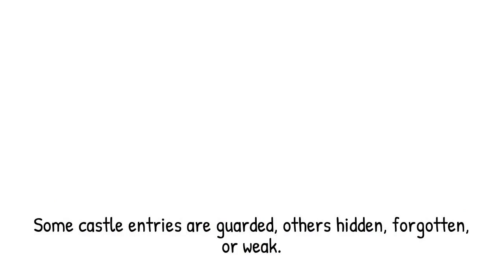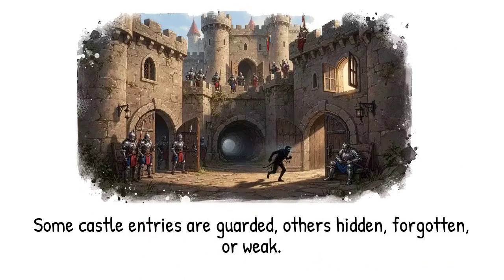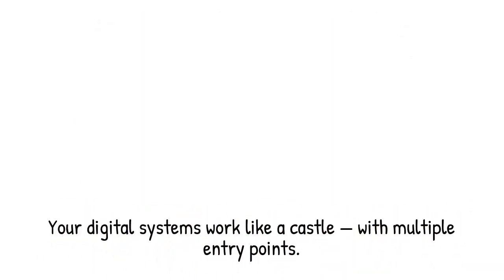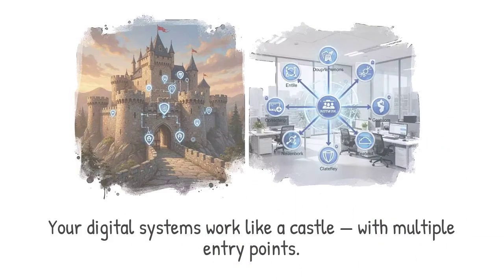A smart attacker doesn't try to break down the main gate. They look for the unguarded tunnel. They look for the window left open. They look for the guard who fell asleep. Your digital systems work the same way. Your attack surface is the sum of all possible entry points.